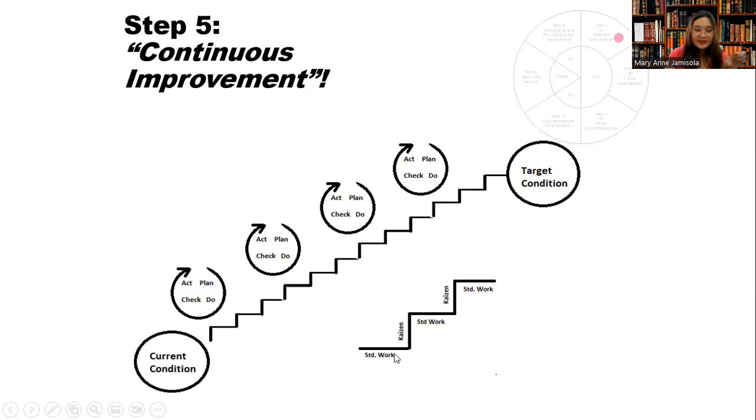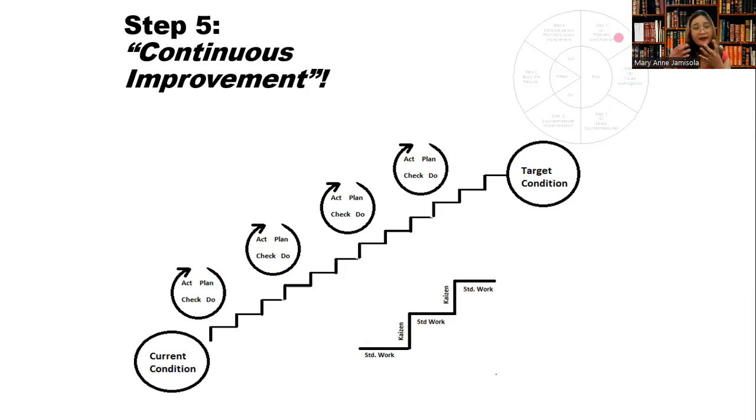So, this is our standard work, and then we improve. This will become our standard once again. Then we improve, and then this becomes our standard once again. So after improving, and after a little while, this will become our new normal. This will become our new standard. This will become just another ordinary thing for us.